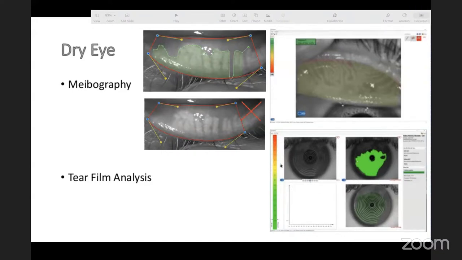Breakup time, yes, tear film breakup time. So you don't need to put fluorescein. This green is just a simulation. It creates a green to give you a simulation as if fluorescein has been put.